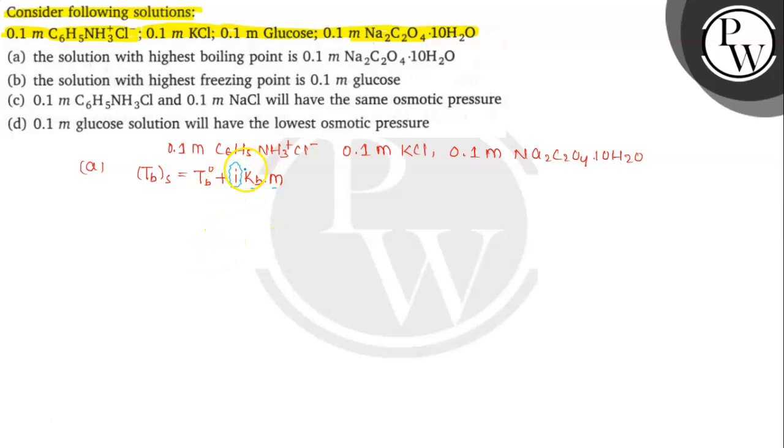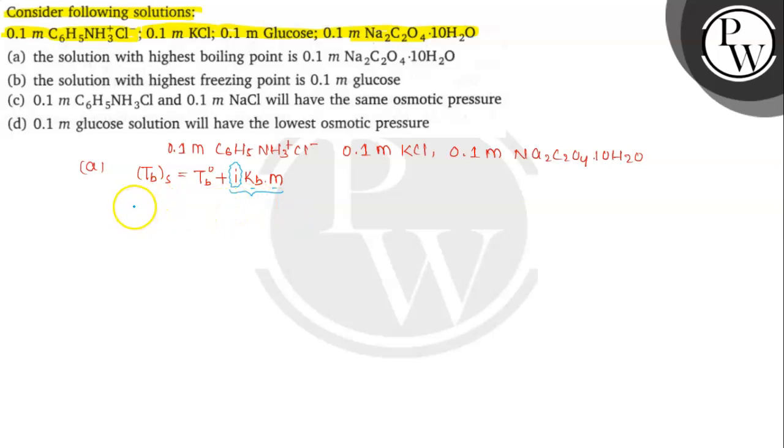So the more the value of i, the more this part increases. If the i value is the highest, then this part value is also highest. That means the boiling point of solution will be highest. So it only depends upon the Van't Hoff factor. The more the Van't Hoff factor, the more the boiling point of solution.